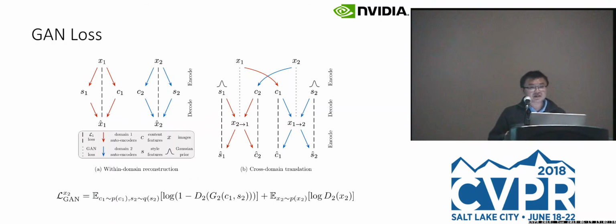Of course, we also have the GAN loss. We want X2 to 1, the translation from domain 2 to 1, to resemble images in domain 1. And similarly, for X1 to 2, we want it to resemble images in domain 2.